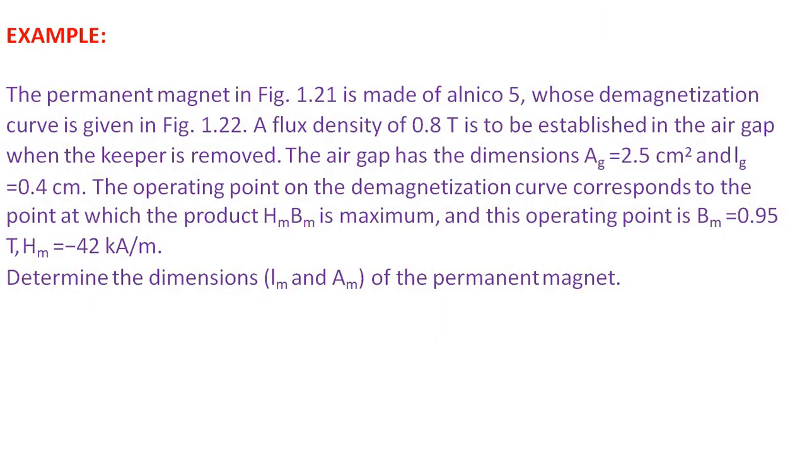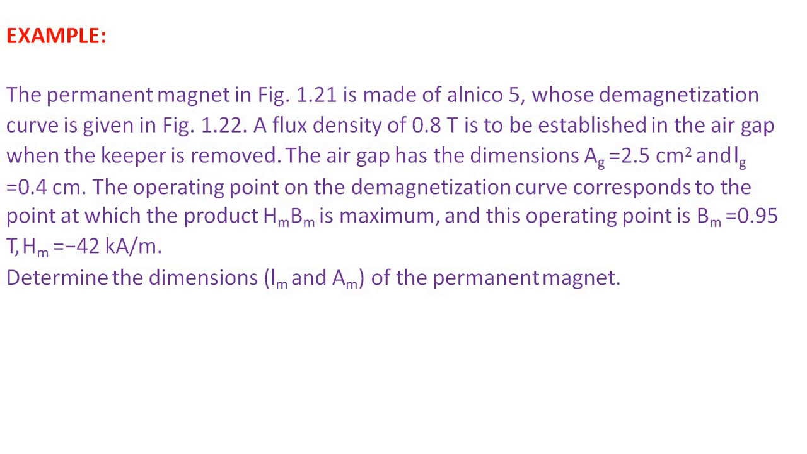The next one is a simple example problem. The permanent magnet figure is made up of Alnico 5, whose demagnetization curve is given. The flux density of 0.8 Tesla is to be established in the air gap when the keeper is removed. The air gap has dimensions Ag equal to 2.5 cm squared and lg equal to 0.4 cm.